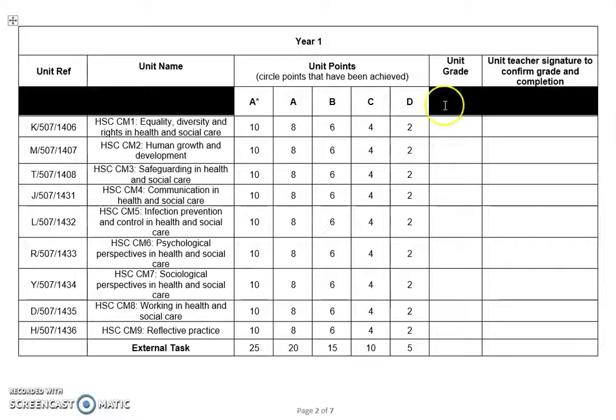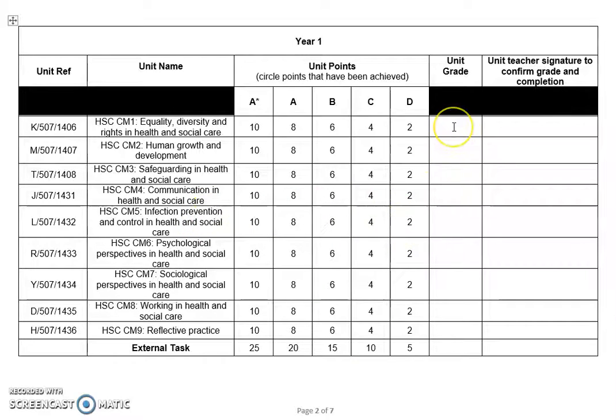So for example, last year you had units like equality and diversity, infection prevention, sociological perspectives. For that, you would have received different amounts of points depending on the grades that you achieved. If you achieved a star as your final grade for equality, diversity and rights, then you achieved 10 points. If, on the other hand, in infection prevention, you achieved a D grade, you got 2 points.